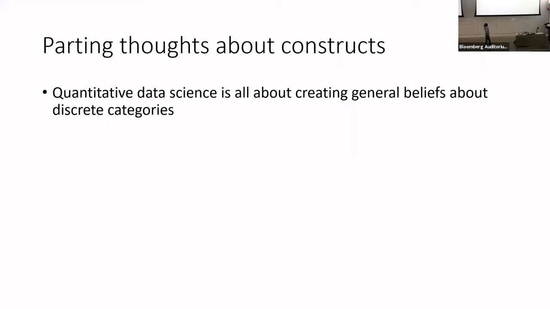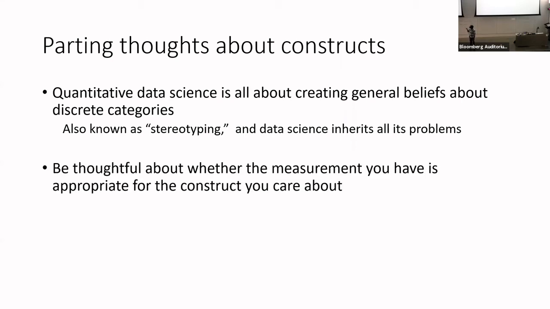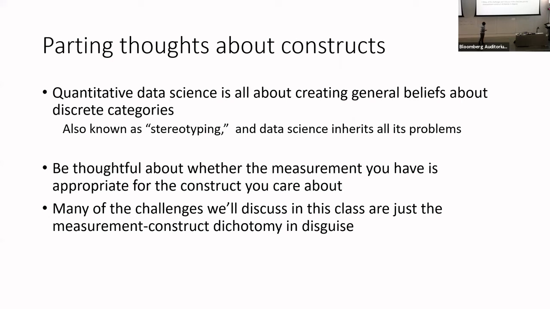Quantitative data science is all about creating general beliefs about discrete categories or continuous, maybe one-dimensional numeric, things. Now, of course, that's also the definition of stereotyping, and so data science inherits all of those problems. Be thoughtful about whether the measurement you have is appropriate for the construct that you actually care about. Many of the challenges that we'll discuss in this class are just measurement-construct dichotomies in disguise, really.